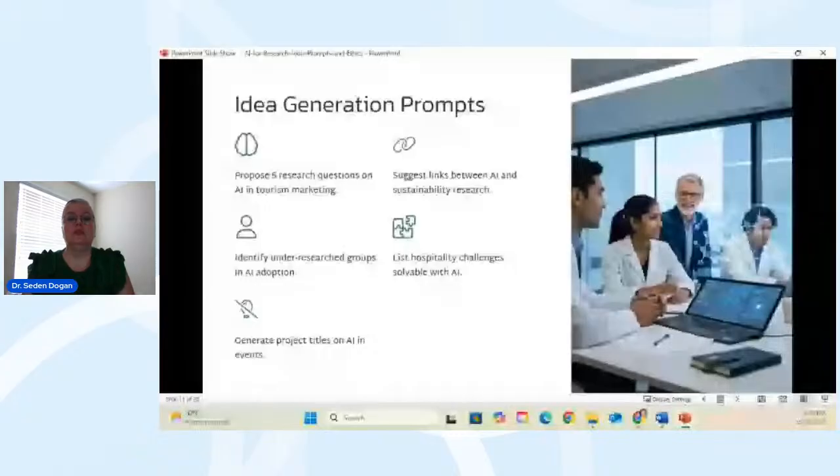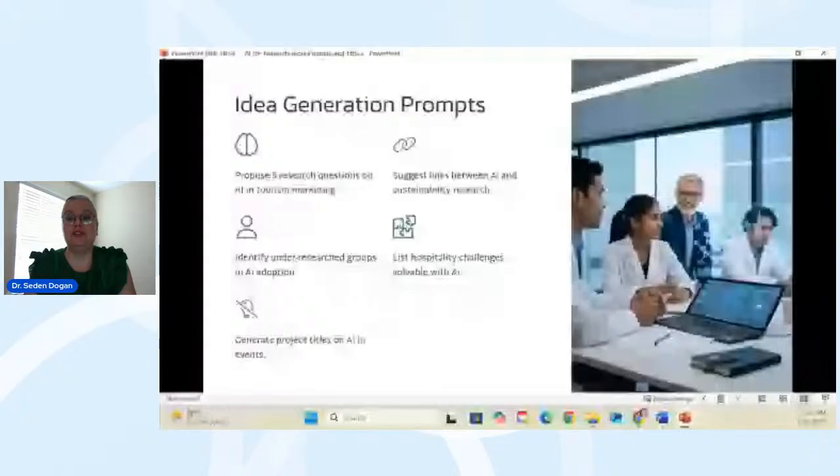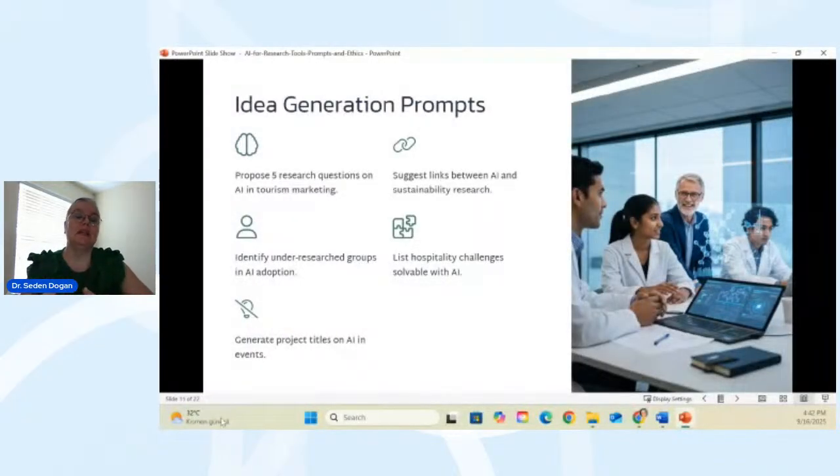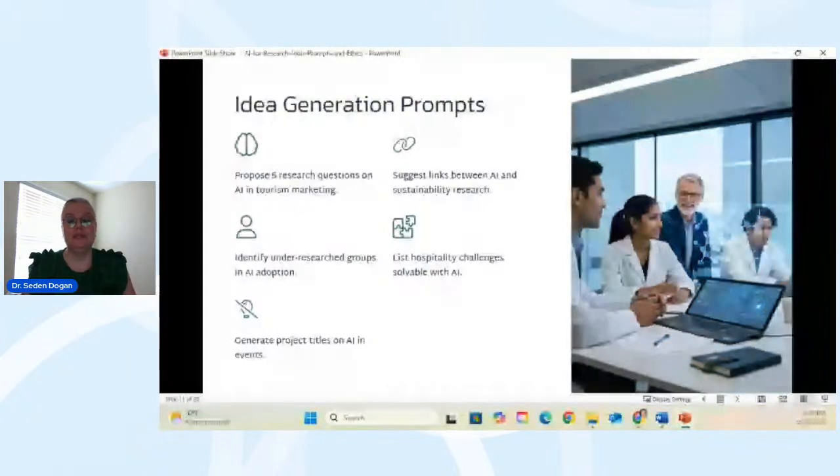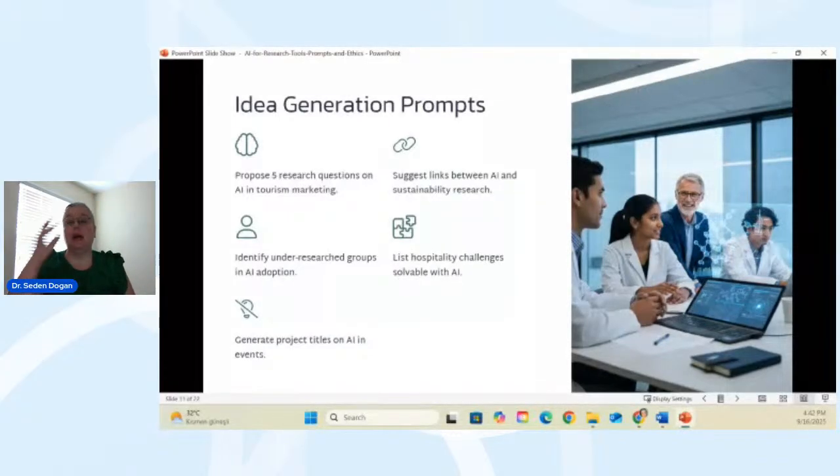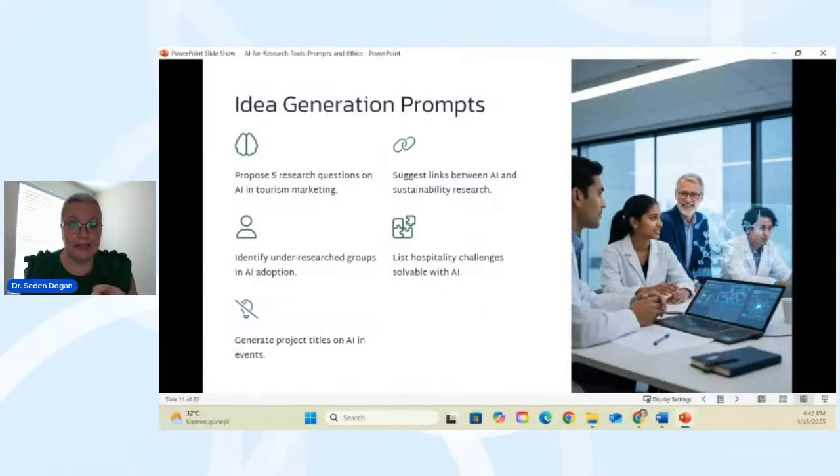Another prompt. You see different prompts on screen. "Suggest 3 interdisciplinary angles connecting AI ethics with sustainability in tourism research." This is also about crossing boundaries. And "list 5 understudied populations affected by AI adoption in hospitality." With this request, AI will help you highlight inclusivity. So notice that in each case, AI is surfacing options. You are still the one who evaluates, prioritizes, and ties them in theory.